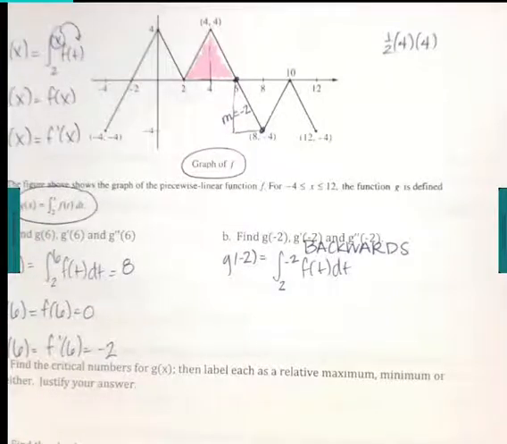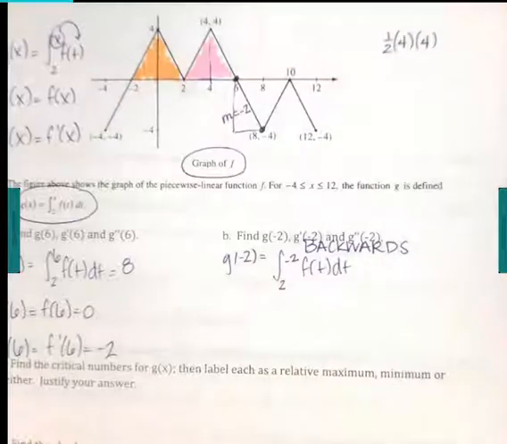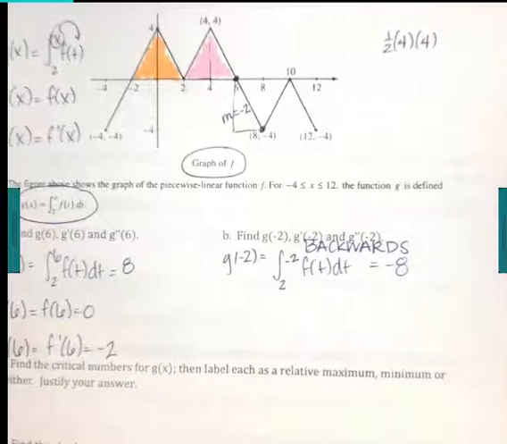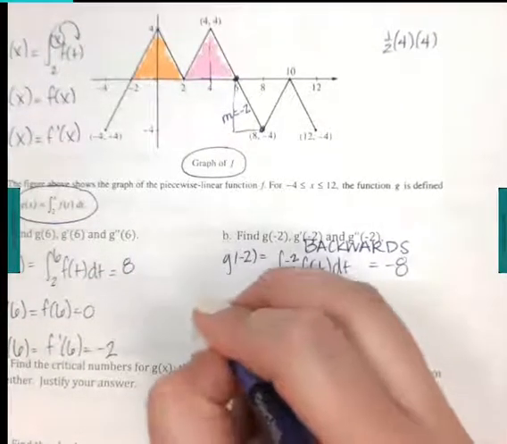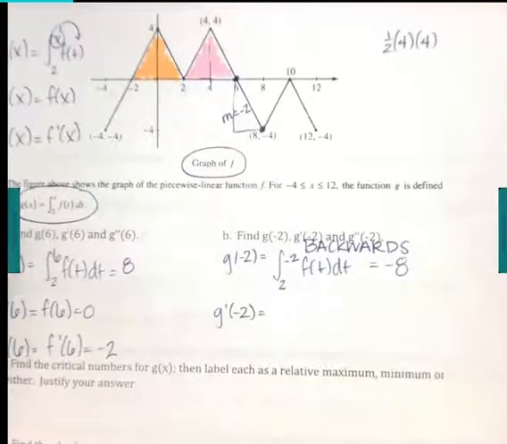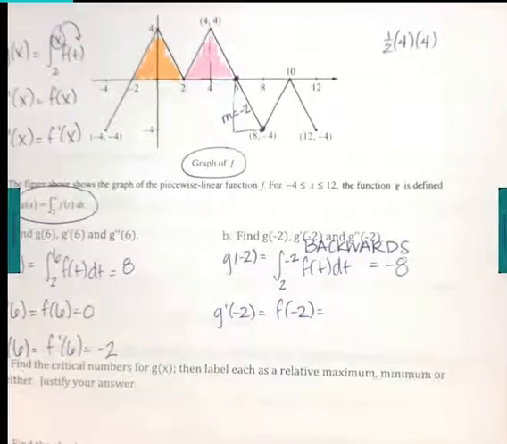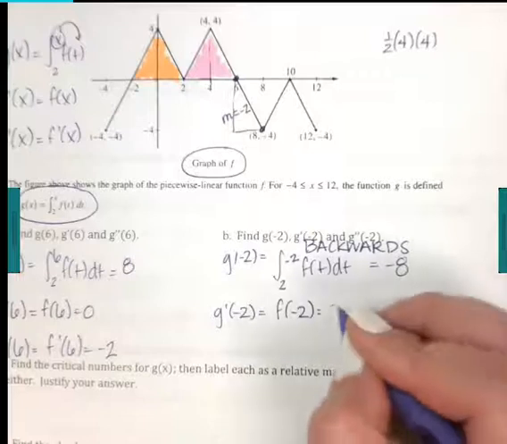Negative. Okay, yep. So from -2 to 2, that's this little triangle right here. It's 8, but will it be positive or negative? Even though the area is above, it's -8 because it was backwards. Okay? Next, I want g prime of -2. What is g prime the same as? Regular f of -2. And what is regular f at -2 in the graph? It's the y value. It is 0.